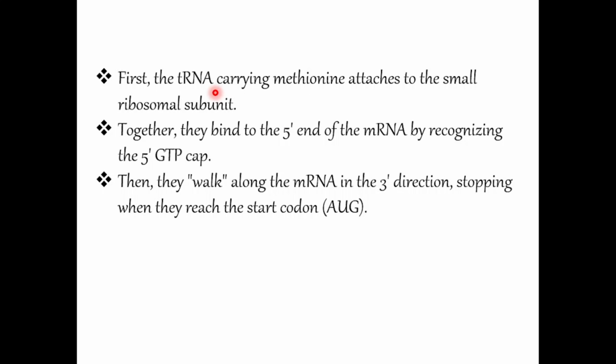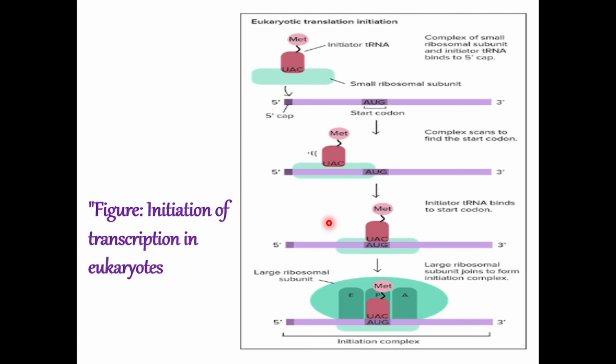Actually, first, transfer RNA carrying methionine attaches to the small ribosomal subunit. Together, they bind at the 5' end of messenger RNA. Okay? There is a 5' end and a 3' end. First binding occurs at the 5' cap. You can watch my video on post-transcriptional modification. So that complex binds at the 5' cap. Then it moves toward the 3' end direction, stopping when it reaches the start codon, AUG, which codes for methionine.